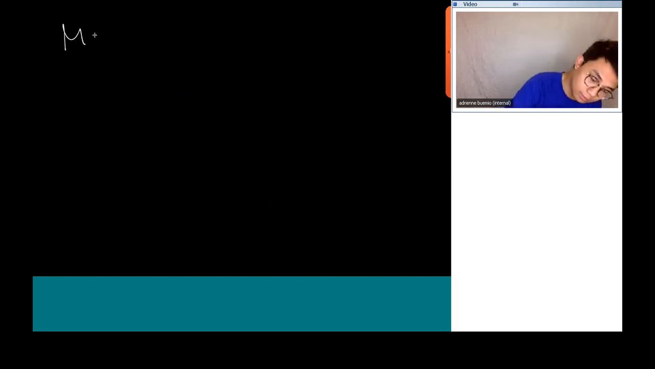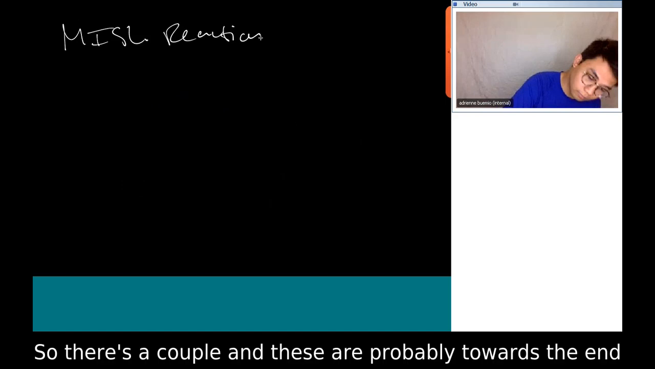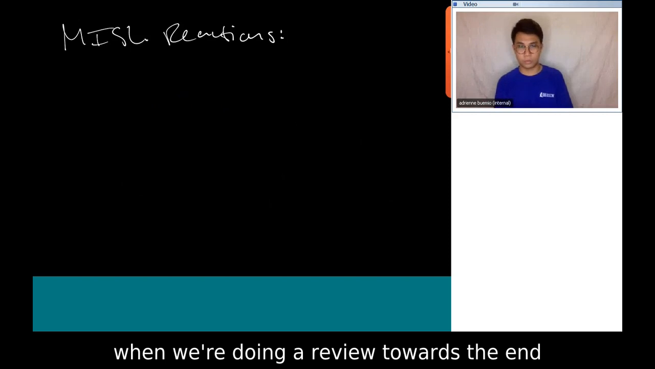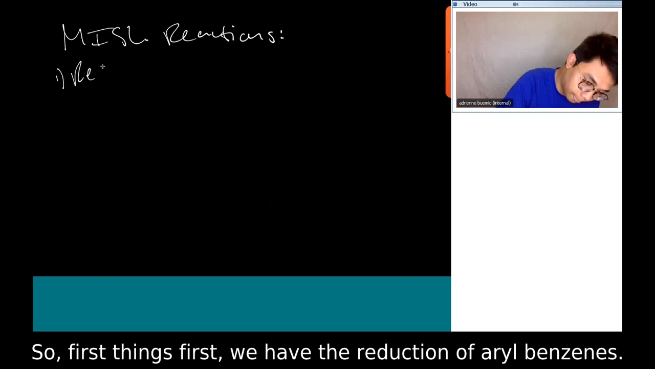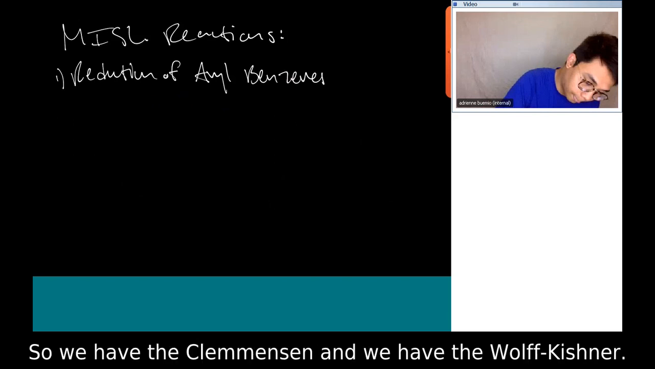Okay, so now let's talk about miscellaneous reactions. So there's a couple, and these are probably towards the end when we're doing our review, towards the end of the question. So first things first, we have the reduction of aryl benzenes. So we have the Clemmensen, right? And we have the Wolff-Kishner.